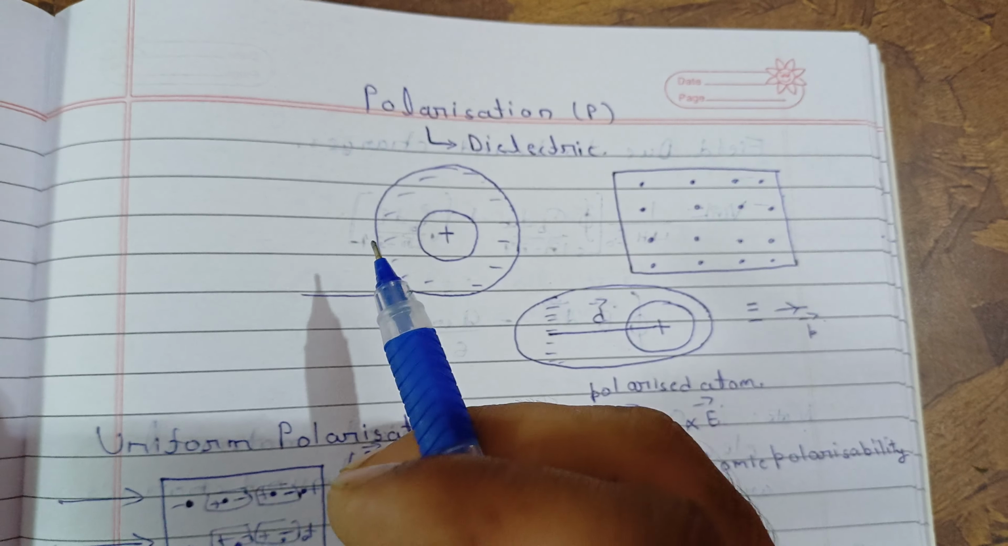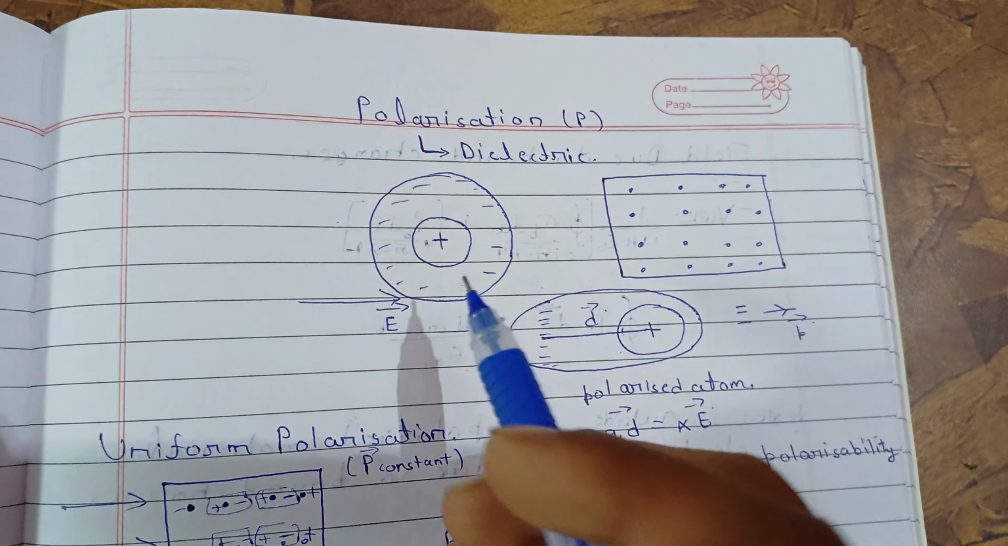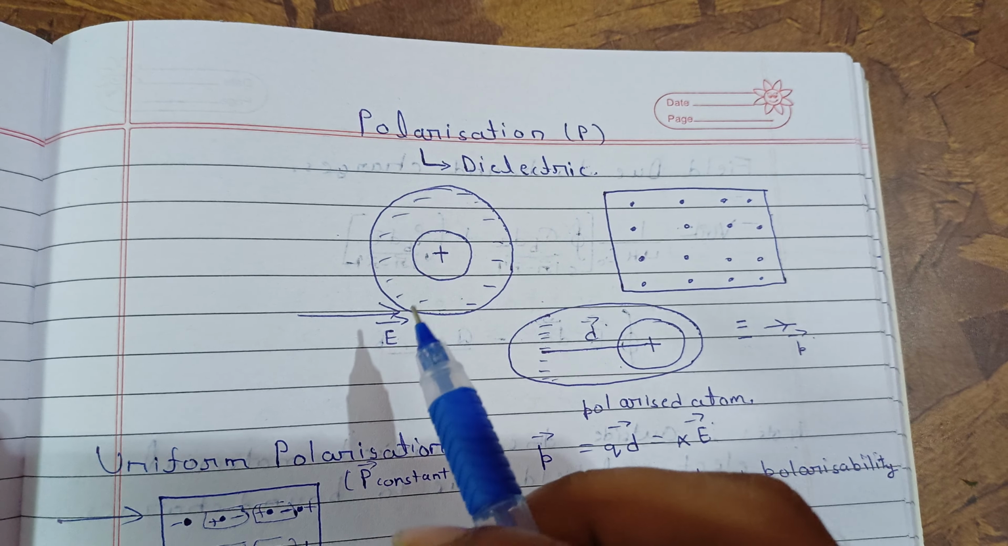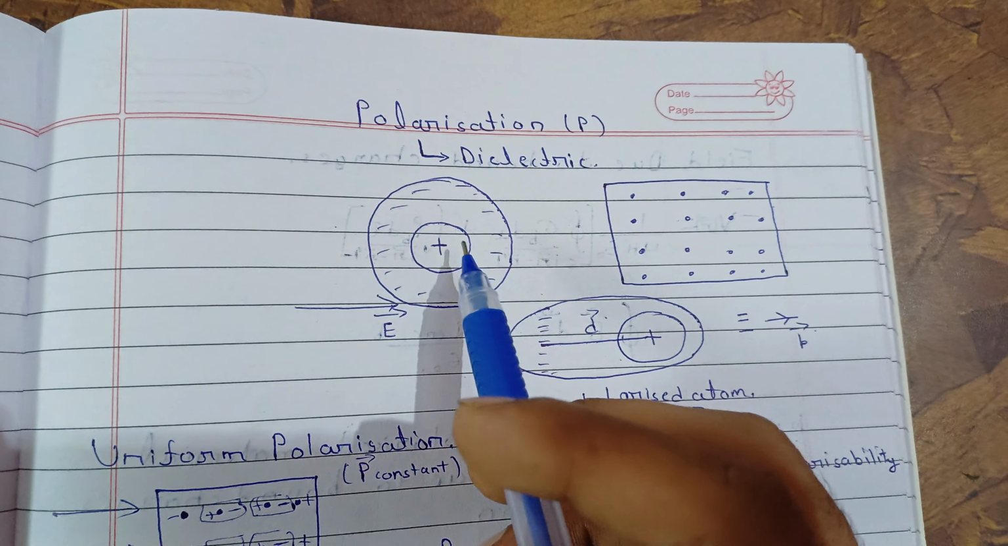And what are dielectric materials? Materials where the electrons are very tightly bound, meaning they are not free to move. So let's see, we have an atom of a dielectric material and this is uniformly charged, meaning you can see this electron cloud and the nucleus.